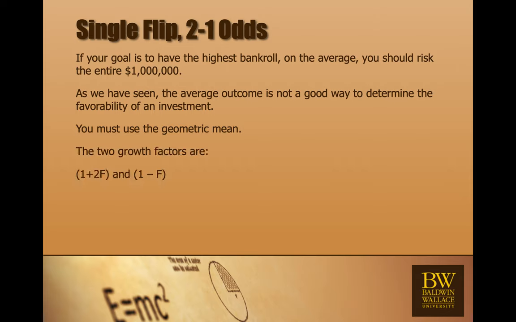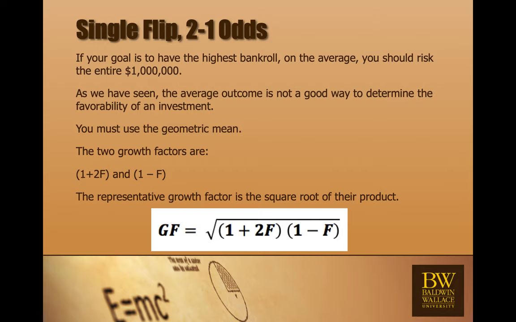Here's the two growth factors. 1 plus 2F if you win, 1 minus F if you lose. Instead of adding them up and dividing by 2, we have to multiply them and take the square root. There it is. Now, what this function looks like is not obvious. If we plot the growth factor versus F, we can plug in some numbers for F. We can plug in 0.1, calculate the growth factor, plug in 0.2, plug in 0.3, and eventually get a plot.